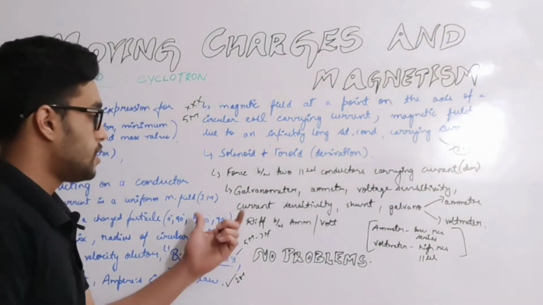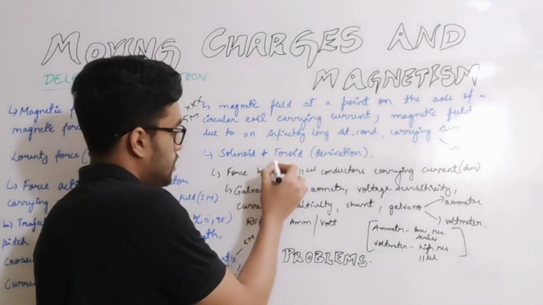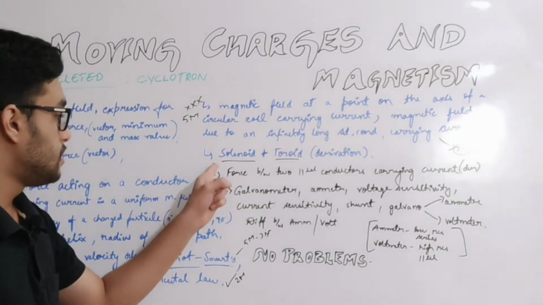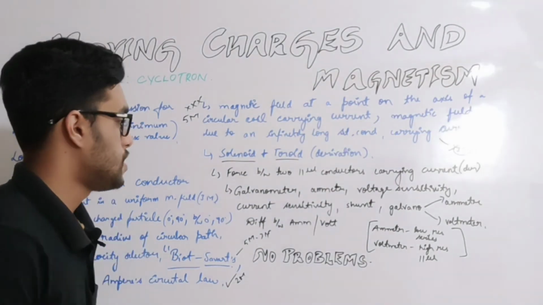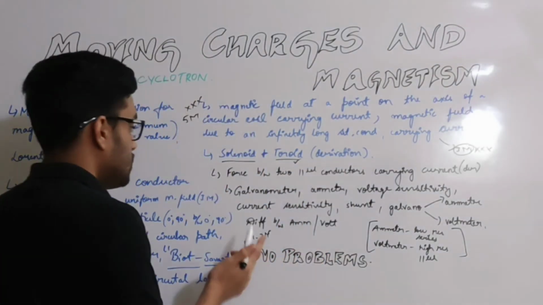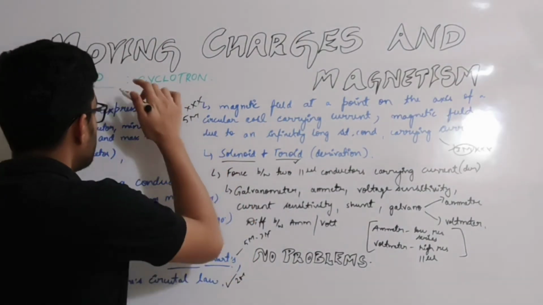So next thing is solenoid and toroid derivation. You should also know the solenoid and toroid derivation. It is a very lengthy derivation, but you might get it this year. So for the safer side, learn both derivations. The toroid derivation was asked once, I think in the year 2014. The solenoid derivation has not been asked yet, but you might get it because the cyclotron topic is deleted.